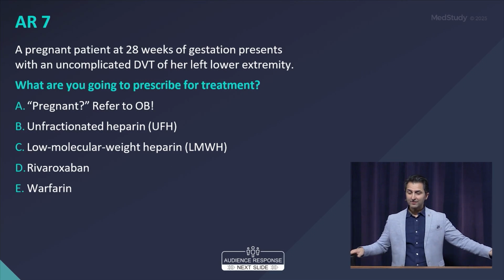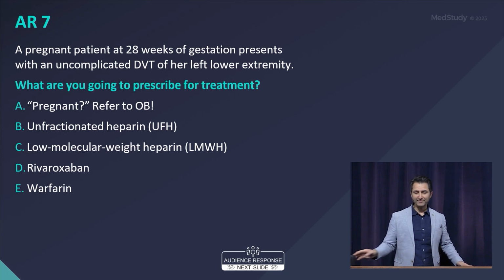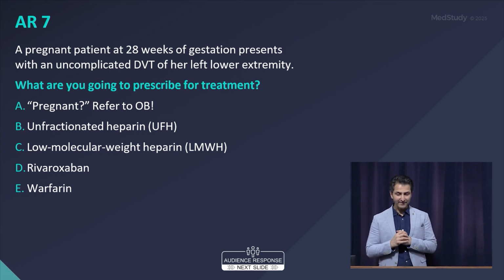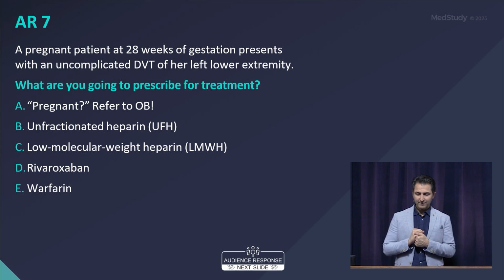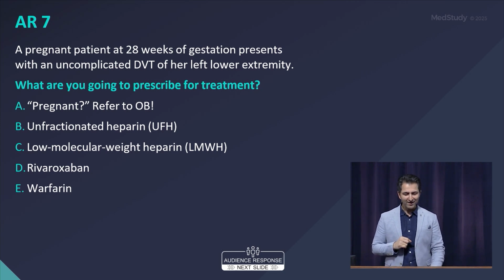A pregnant patient, 28 weeks gestation, presents with an uncomplicated DVT of her left leg. What are you going to prescribe for treatment? Pregnant, refer to OB, unfractionated heparin, low molecular weight heparin, rivaroxaban, or warfarin.